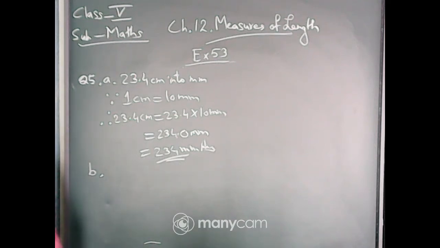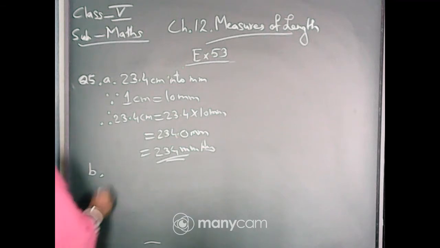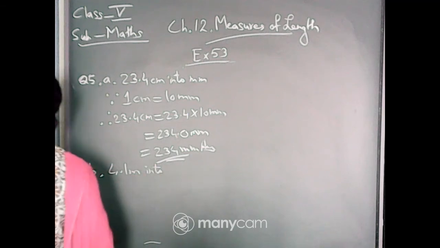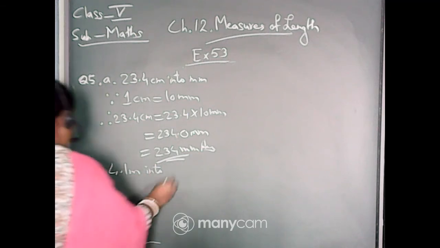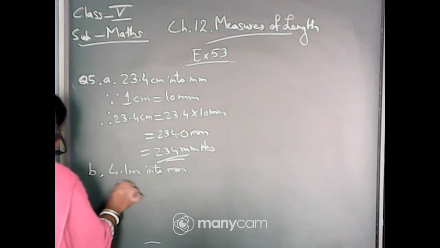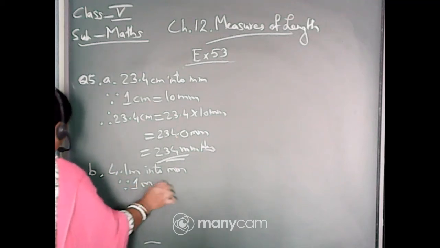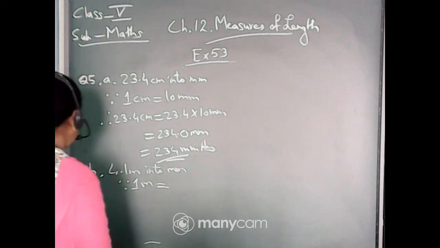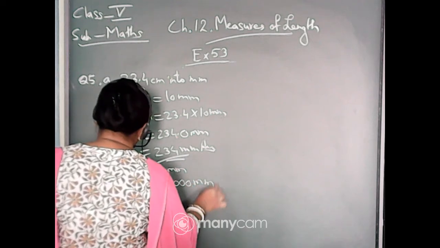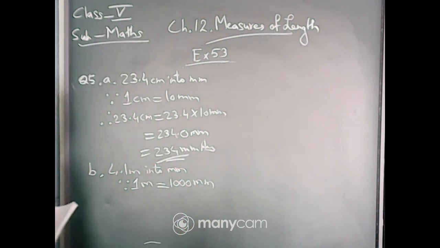Now the next one, number B. Number B is given 4.1 meter into millimeter. Now you have to convert meter to millimeter. So what will you write? Since 1 meter is equal to 1000 millimeter, because meter, decimeter, centimeter, then millimeter. That's why 1 meter is equal to 1000 millimeter.